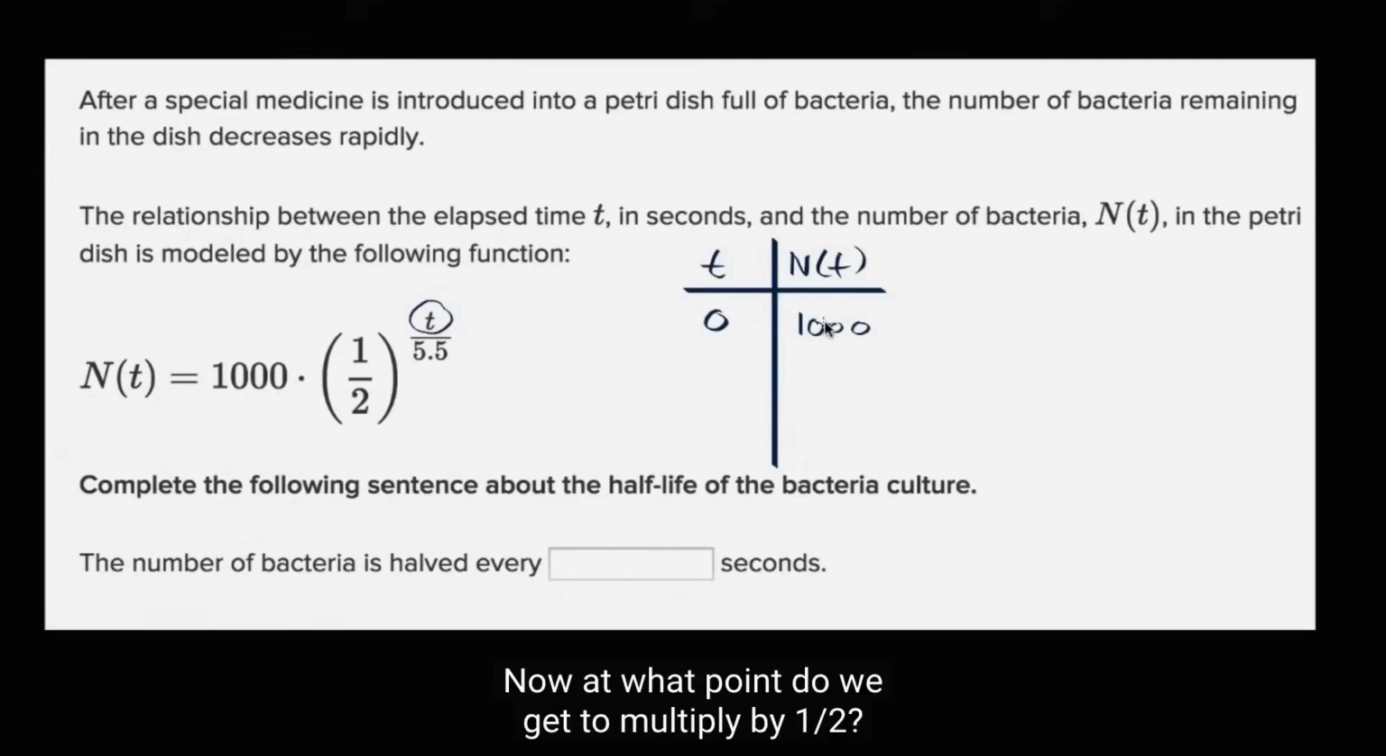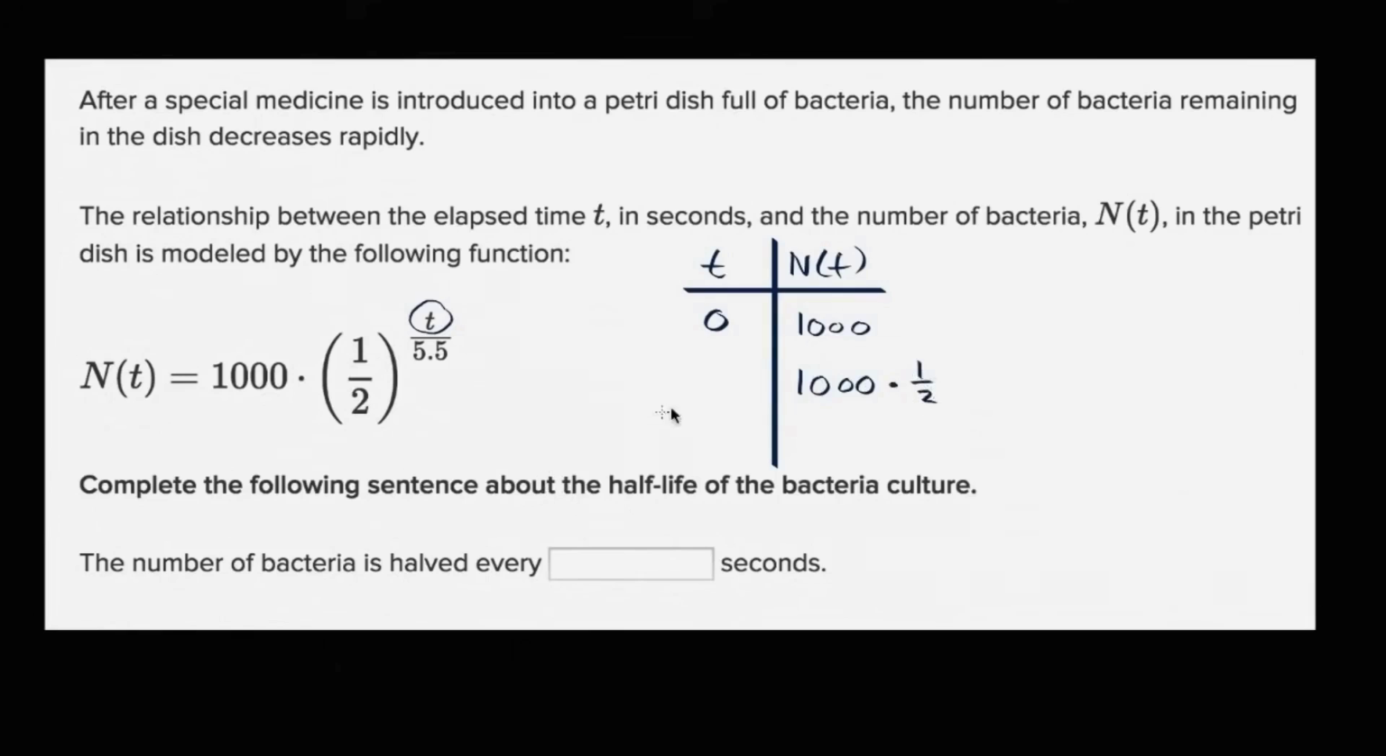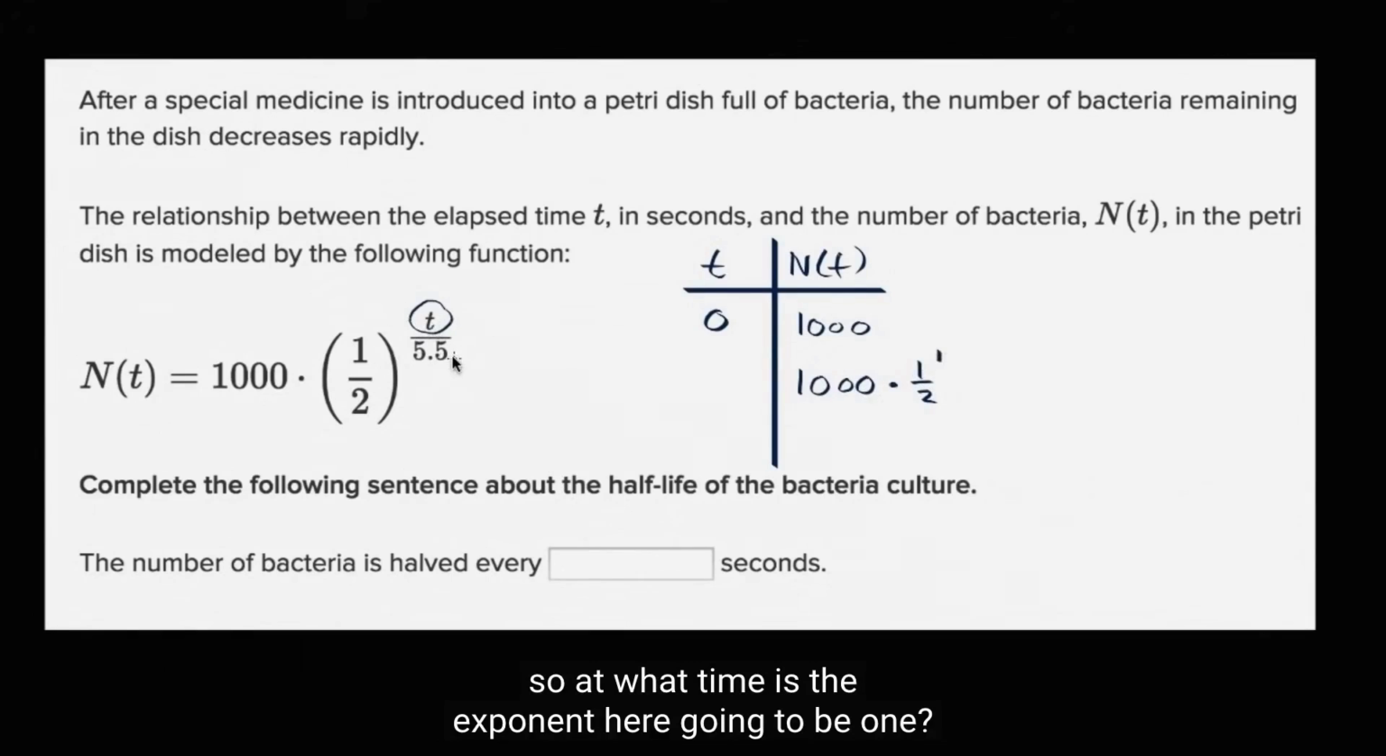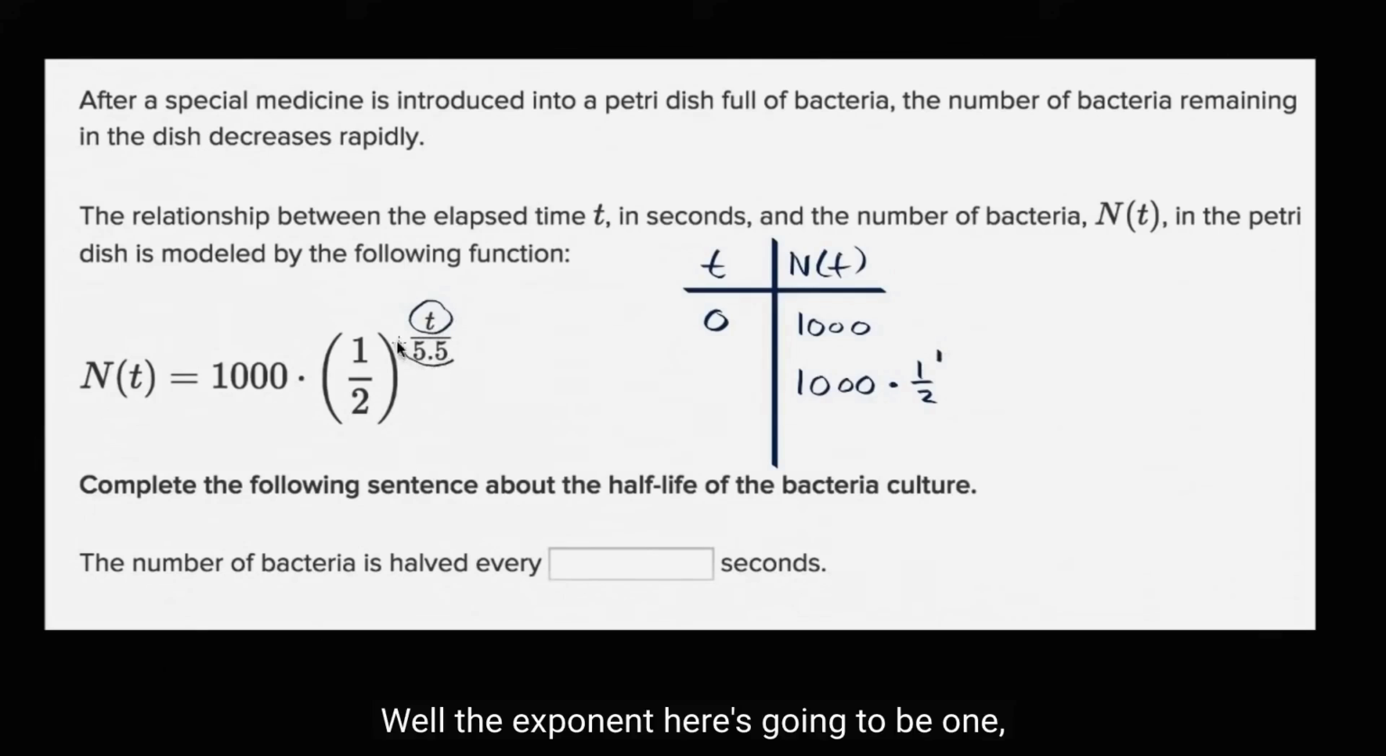Now, at what point do we get to multiply by 1/2? At what point do we get to say 1,000 times 1/2? Well, in order to say 1,000 times 1/2, the exponent here has to be 1. So at what time is the exponent going to be 1? This whole exponent is going to be 1 when t is equal to 5.5 seconds.